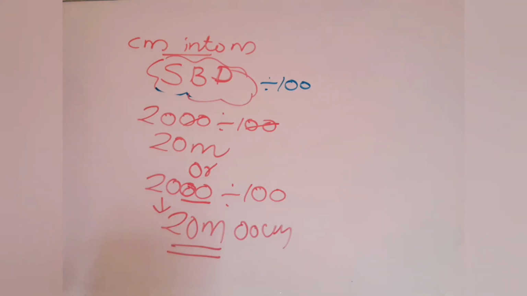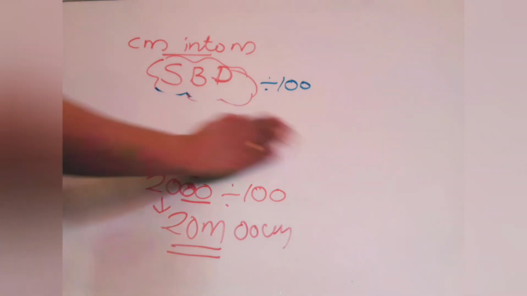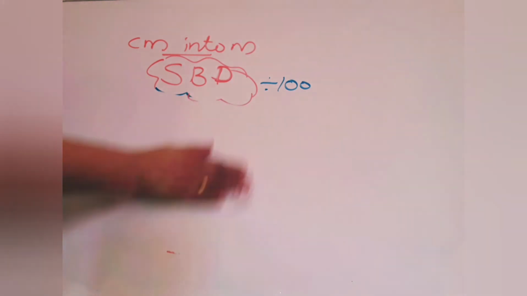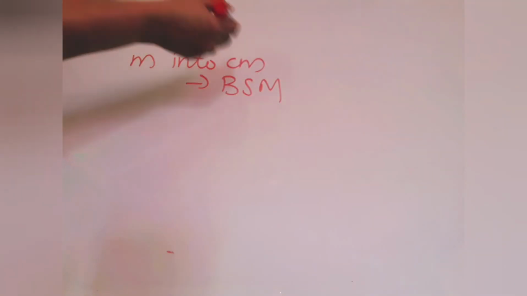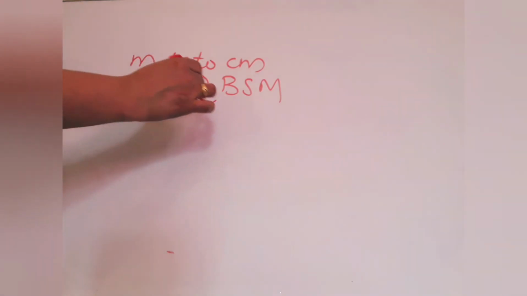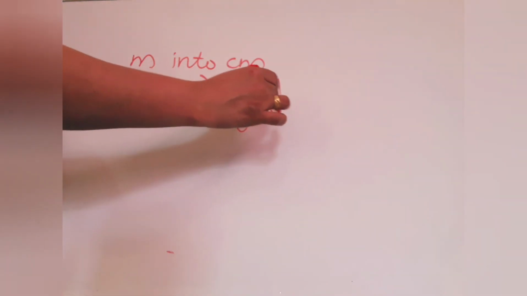So far what have we done? Meter into centimeter, centimeter into meter. So I will make you revise. Meter into centimeter, what should you apply? BSM, big unit to small unit. This is big unit to small unit, multiply. Here multiply by 100.